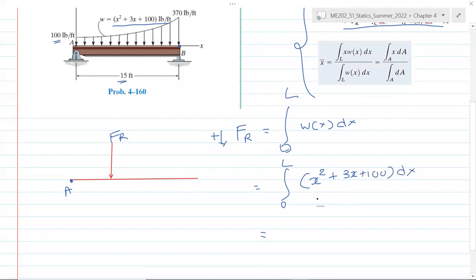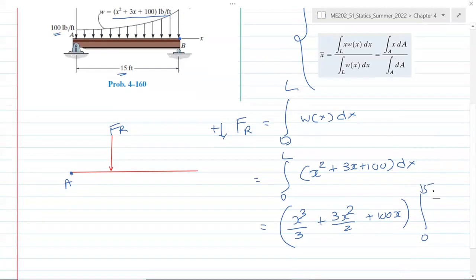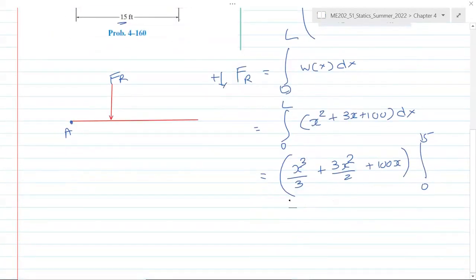Now integrate this with respect to x. So this will be x cubed by 3 plus 3x squared by 2 plus 100x, and then substitute x equal to 15 minus x equal to 0. So x equal to 0 is 0, but when we substitute x equal to 15, we get 2962.5 pound or 2.96 kilopound. And that is the resultant force. So we already get this answer, which is 2.96 kilopound, KIP.